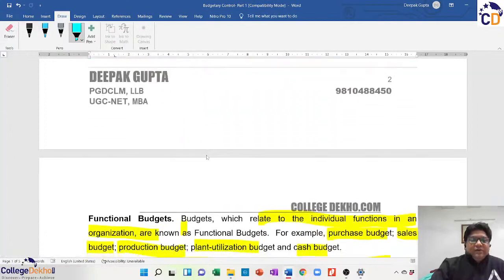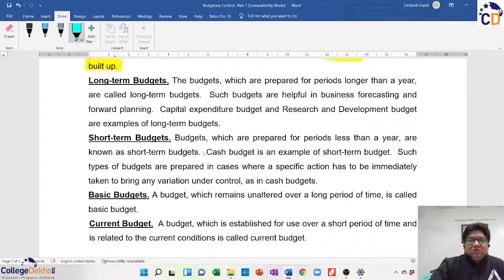So if I come here, as per the definition, the long-term budgets are the budgets which are prepared for a period of more than 1 year. And short-term budgets are the budgets which are prepared for a period of less than 1 year.